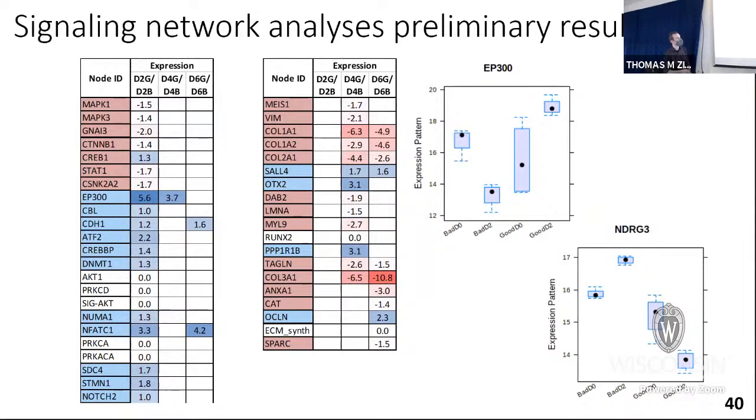Another one that shows essentially the opposite trend, upregulated in a bad differentiation and downregulated in a good differentiation, is this other protein, NDRG3. Again, I don't expect you to know what this protein is.